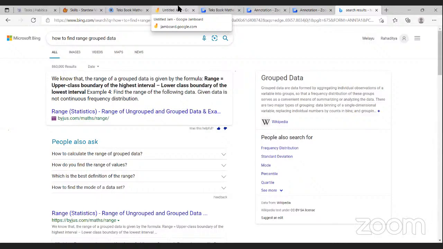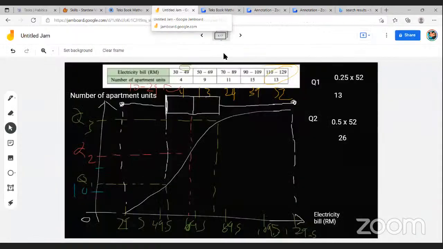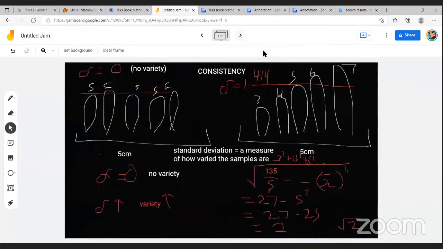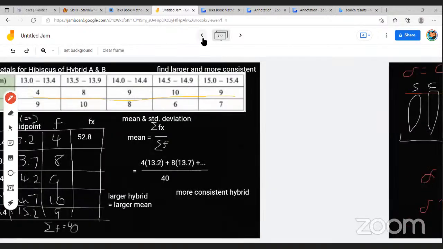Okay, sorry, I think I mistook what it meant. Range is actually the range of, let's say we're talking about length of petals. So the range is the range of what the petals can be. So let's say from 3 to 7, this will be your range. It'll be 7 minus 3, so your range will be equal to 4. This is if it's ungrouped data. From the longest minus the shortest. Make sense?